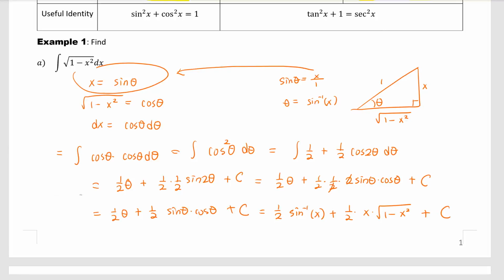Okay, so what are the steps? First, look at the integrand. Which kind? Constant minus x squared. Then our setup is x equals a sine theta, and a equals 1 in this case. You also figure out what the square root term is. The square root term is going to be cosine theta.